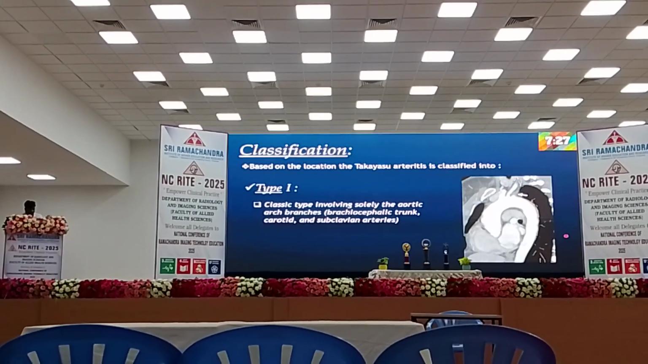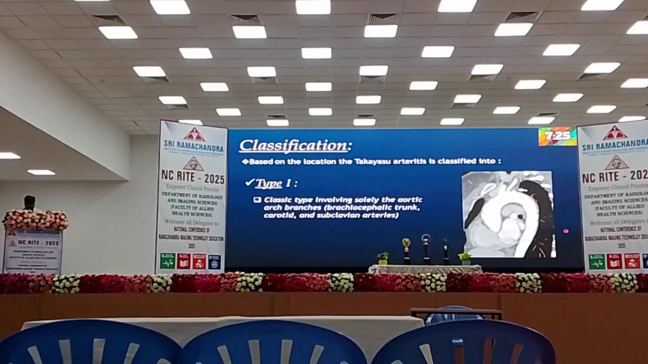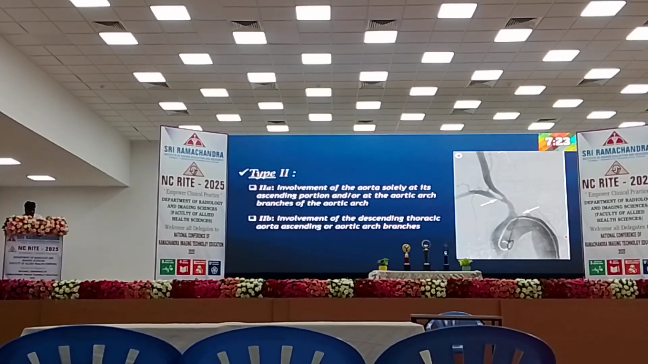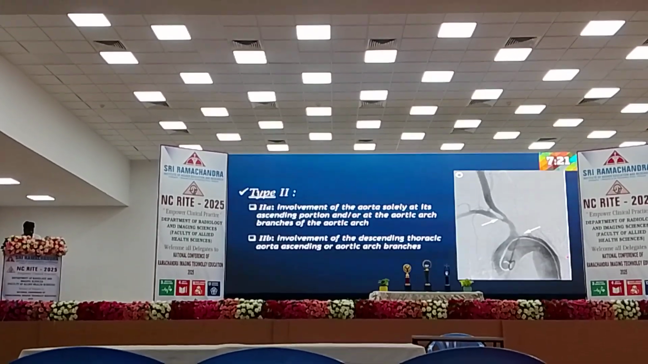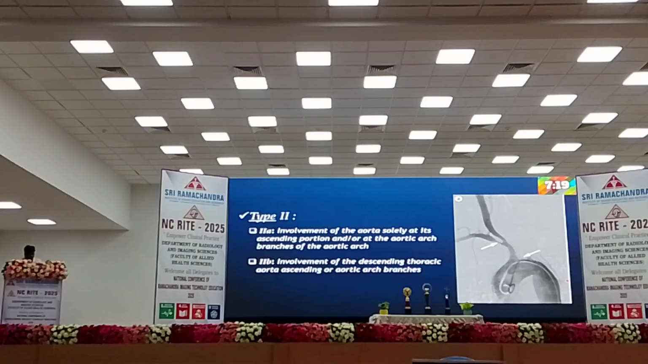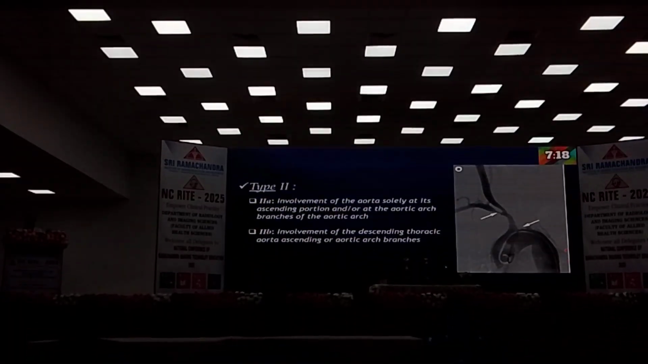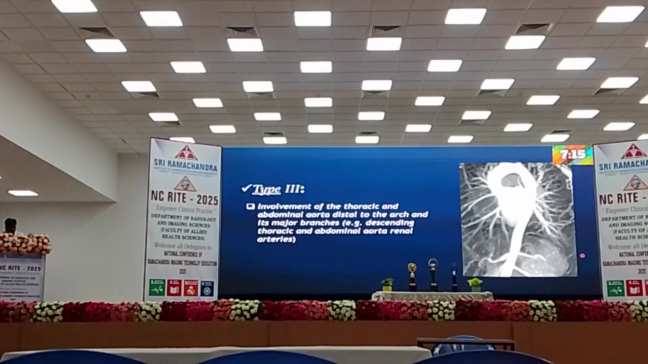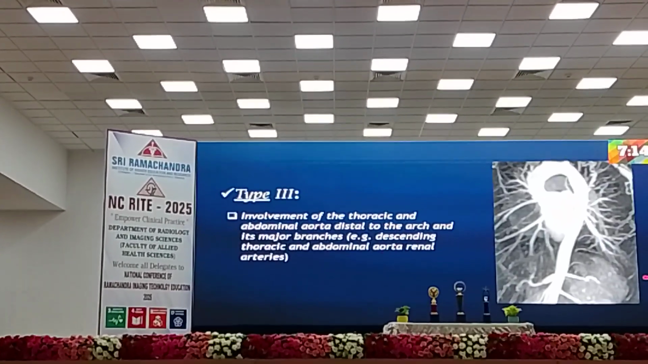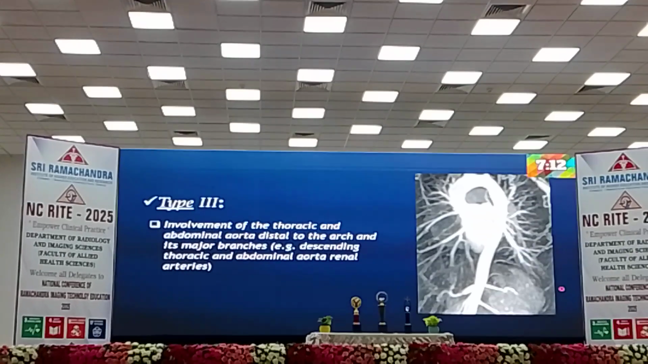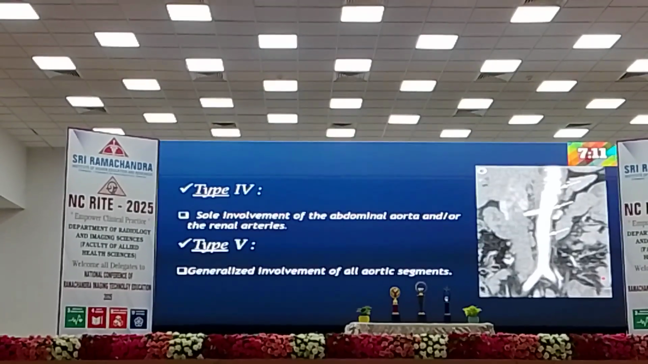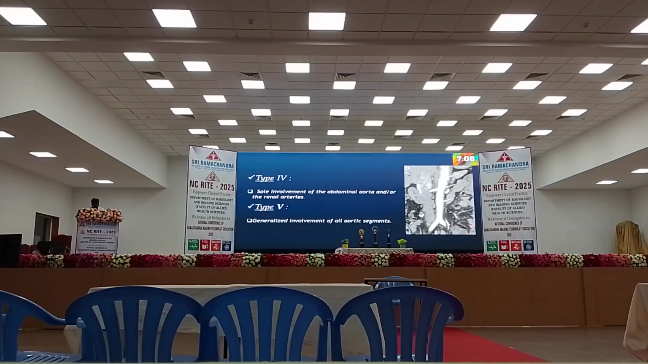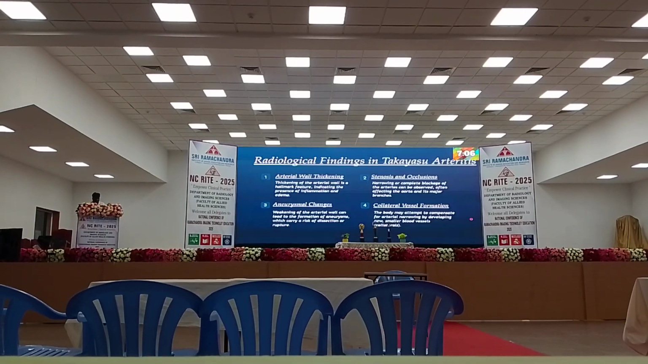Classification. Based on the location, Takayasu Arteritis is classified into Type 1, the classical type, involving the aortic arch branches. Type 2, 2A, involvement of the ascending aorta and the aortic arch branches. 2B, involvement of the descending thoracic aorta and aortic arch branches. Type 3, involvement of the thoracic and abdominal aorta distal to the arch and its major branches. Type 4, involvement of the abdominal aorta and the renal arteries. Type 5, generalized involvement of all aortic segments.